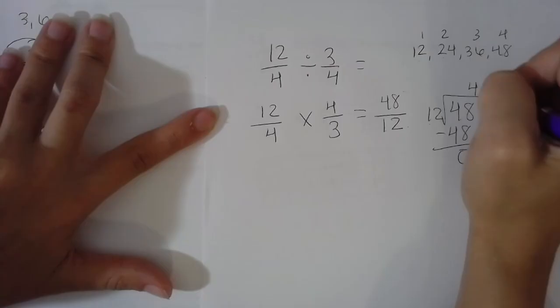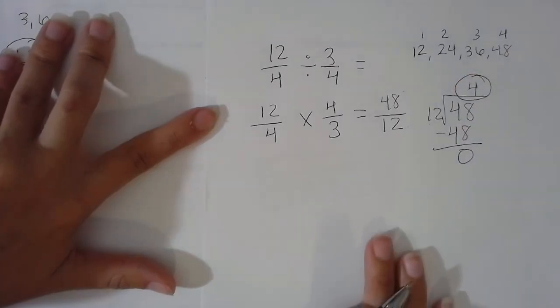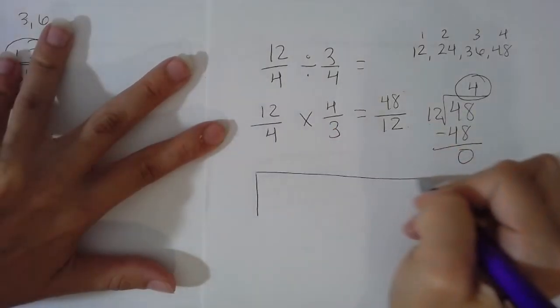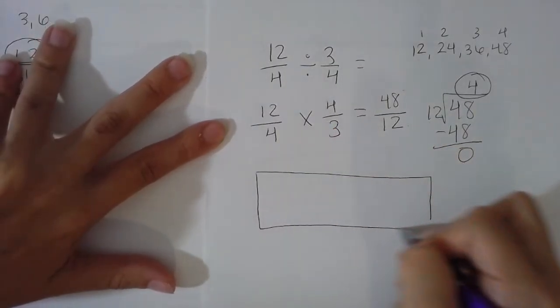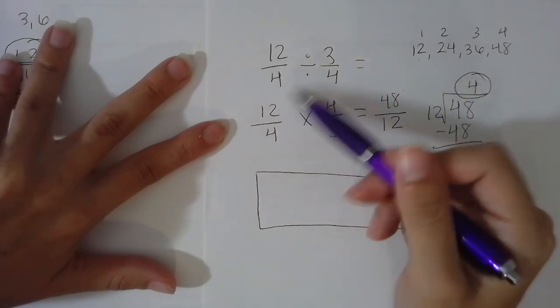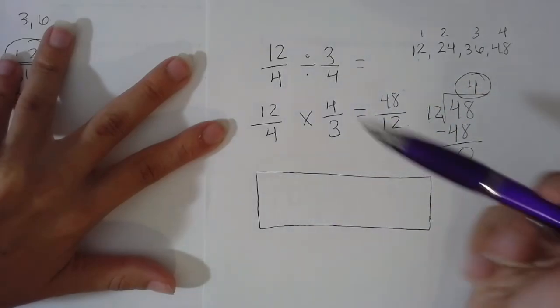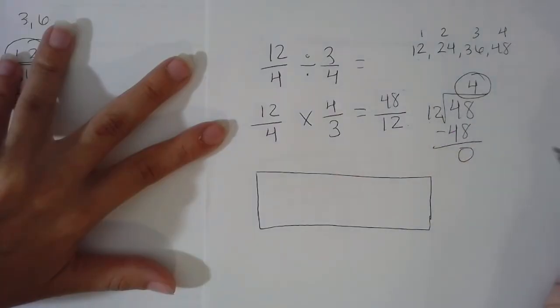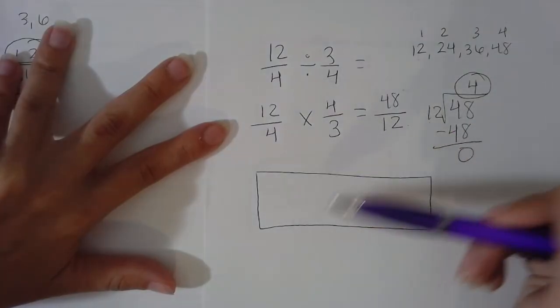There's no remainder, so the answer is just 4. We can also solve this using a model. In this case, the modeling is kind of different. We're so used to using our denominator to show how many pieces we have. But with this being improper, we know that we're going to need more than 4 of those pieces.